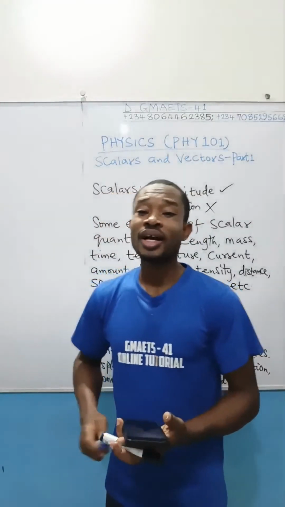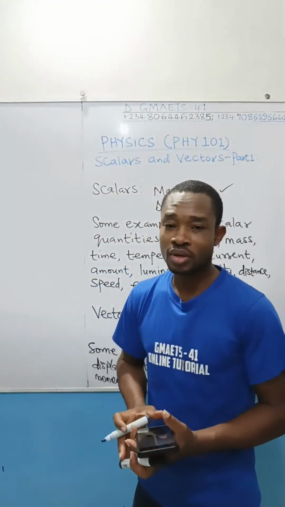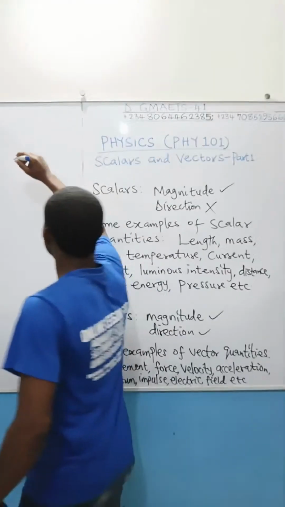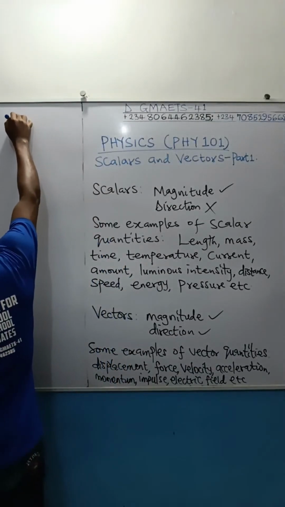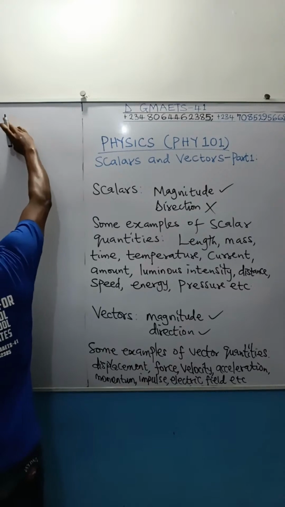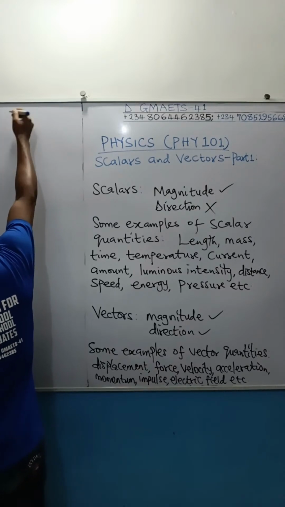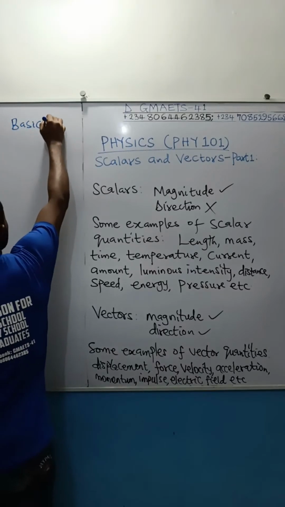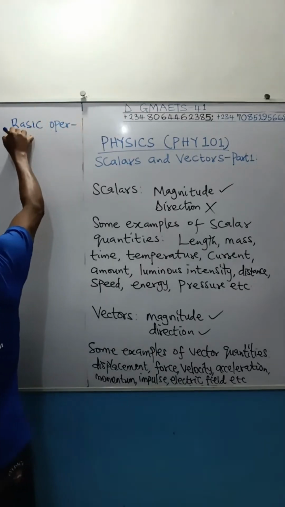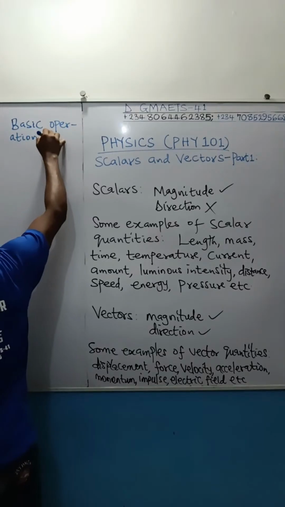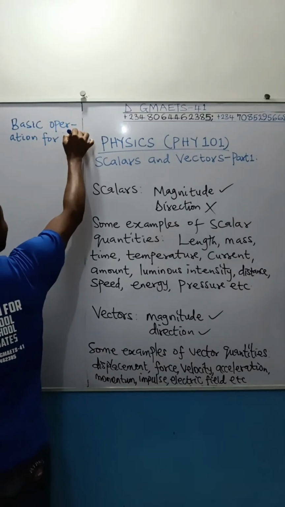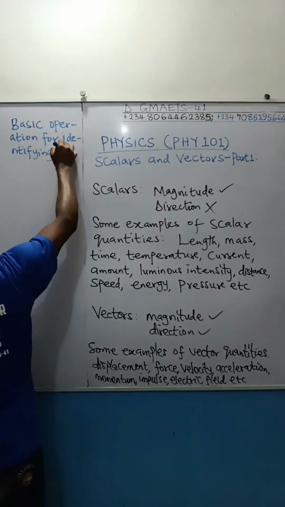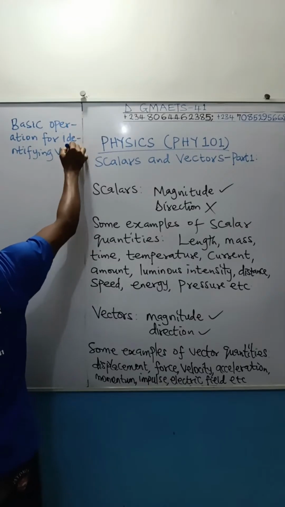We are going to look at certain rules of thumb that you can use to identify vectors. Now, let's say, basic principles, basic operation for identifying vectors. But take notes.